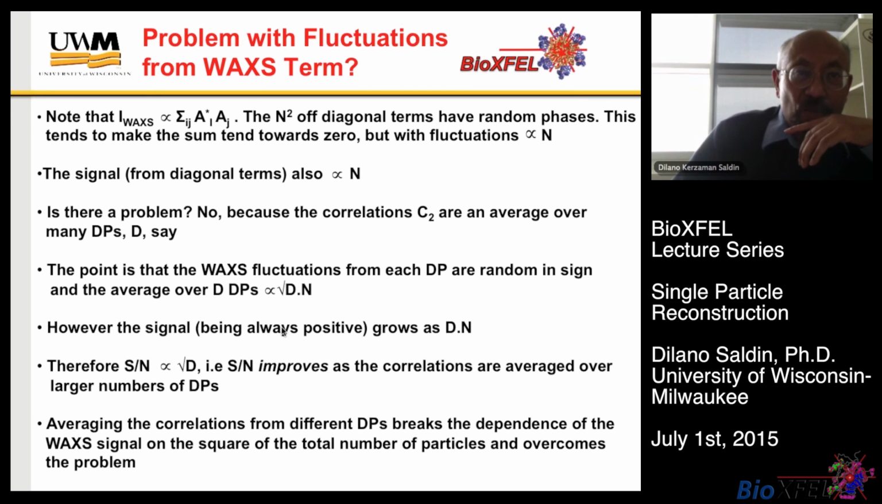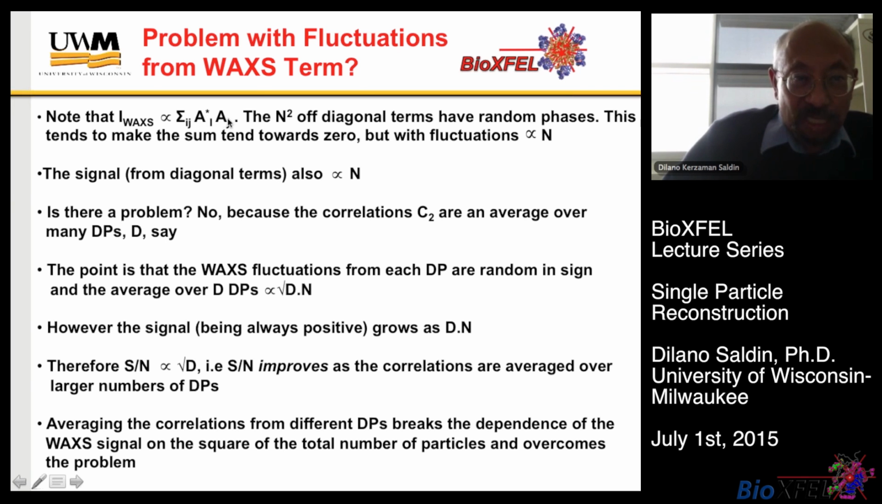Now, I should address one question of whether the fluctuations from the wax term affects this. Now, what I mean by the wax term? What I mean is this. Suppose you have an amplitude from particle I as being AI and amplitude from particle J as being AJ. Then you need to sum these products over all values of I and J.